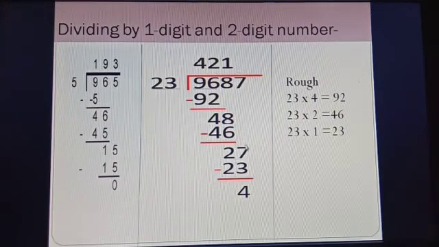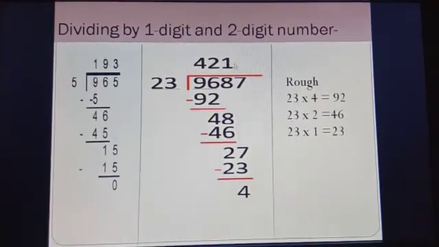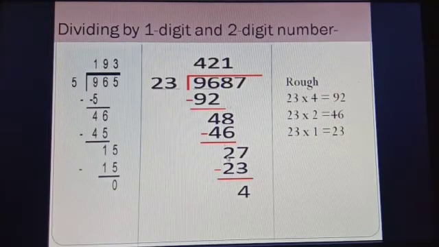Now take this 7 down. There will be 27, and 2 1s are 2, so 1 time we can divide it. 1 23 is 23. Subtract 23 from 27, then the answer will come 4. In this way we can do division by a 2-digit number. We have many examples, many questions to solve in the textbook that we will discuss in online classes.